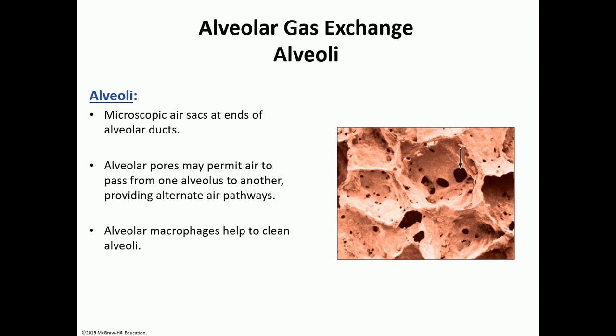Now we have not talked about the alveolar gas exchange at the alveolar level. So this right here is an alveolus, okay, with these little pores. These pores are normal so that air can flow in between the alveoli. Alveoli also have macrophages, and macrophages are there to eat up any pathogens by phagocytosis.